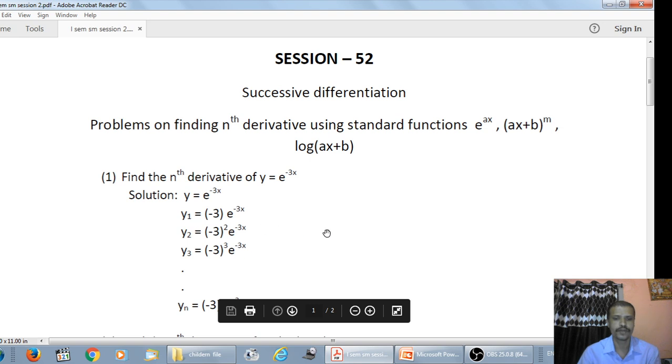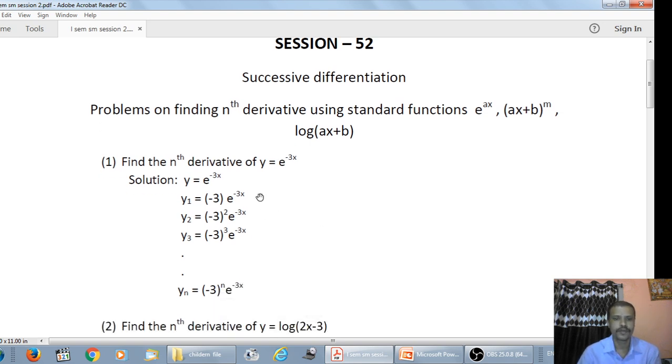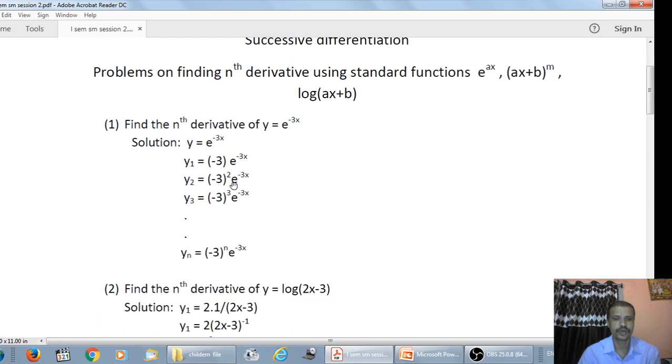Now y1 is equal to the differentiation of e power of minus 3x, that is e power of minus 3x into the differentiation of the power, minus 3. y2 is equal to the differentiation of minus 3 e power of minus 3x, that is e power of minus 3x into minus 3, but already minus 3 is there, so minus 3 into minus 3, minus 3 to the power of 2 e power of minus 3x. y3 is equal to, again this is a constant, e power of minus 3x differentiated is e power of minus 3x into minus 3, but minus 3 to the power of 2 is there, so minus 3 to the power of 3 e power of minus 3x.